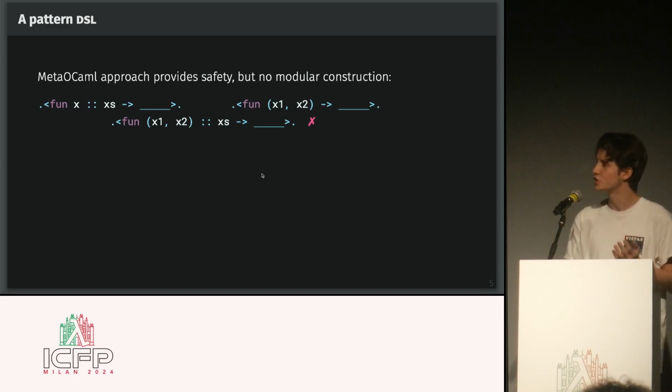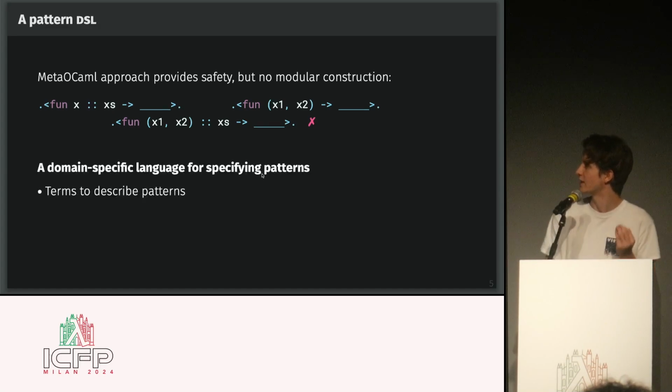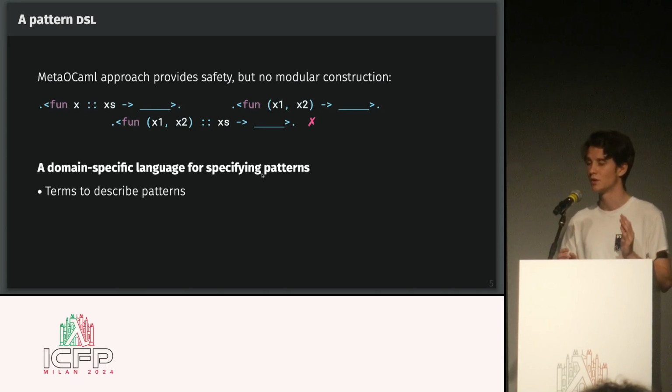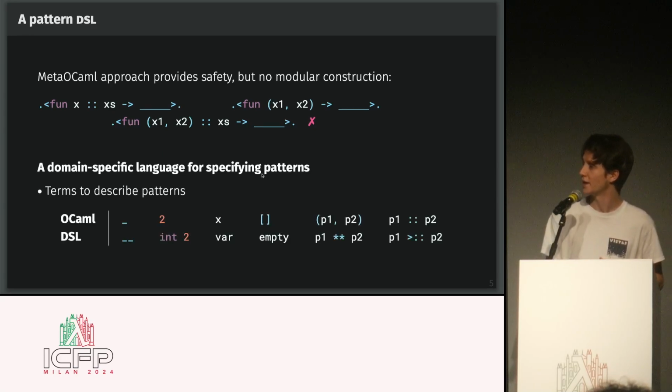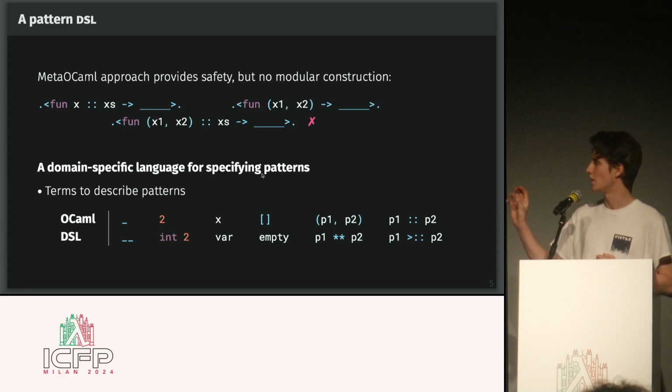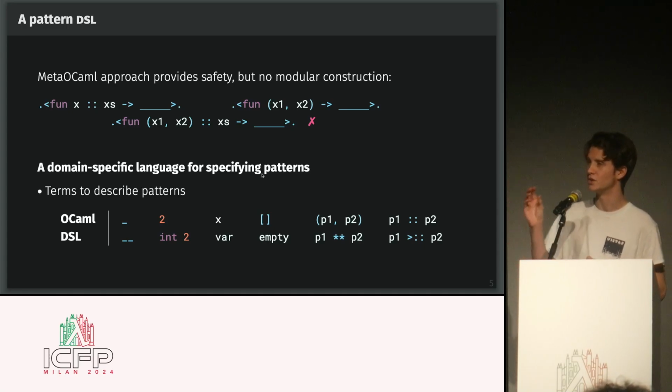And so what we introduce is the idea of a domain-specific language to specify these patterns, in which the terms can be used to build up an arbitrary pattern. And so, as I show here, there's a subset of our DSL in which we can define many of the common patterns which are found built into OCaml. So, for example, we can define wildcard patterns, integer constant patterns. We can define variable identifier patterns.